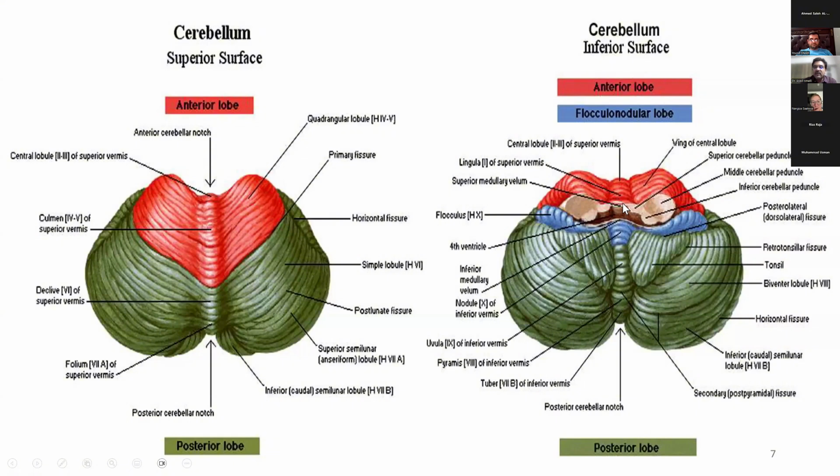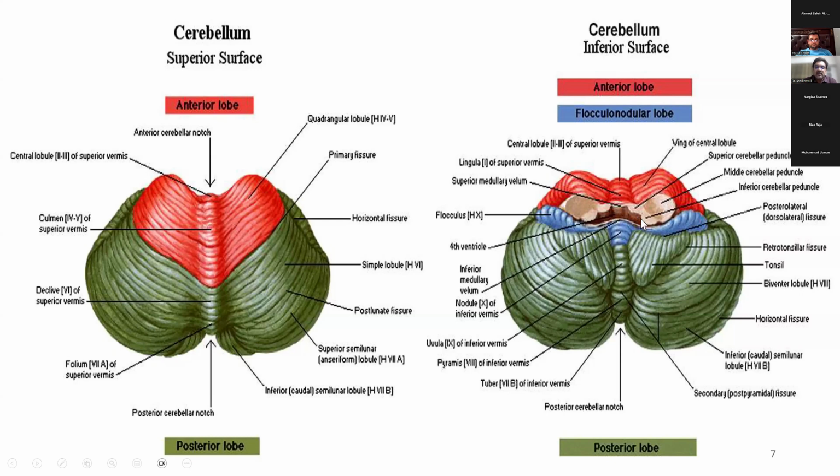And then the important structure is again the superior medullary vellum. In the periphery of the superior medullary vellum, we can see the 3 peduncles, the superior, the inferior, and the middle cerebellar peduncle. And we all know from these peduncles, the cerebellum is relaying information to other structures of the brain. For example, the superior cerebellar is going to the midbrain, the middle cerebellar is going to the pons, the inferior cerebellum is going to the medulla.